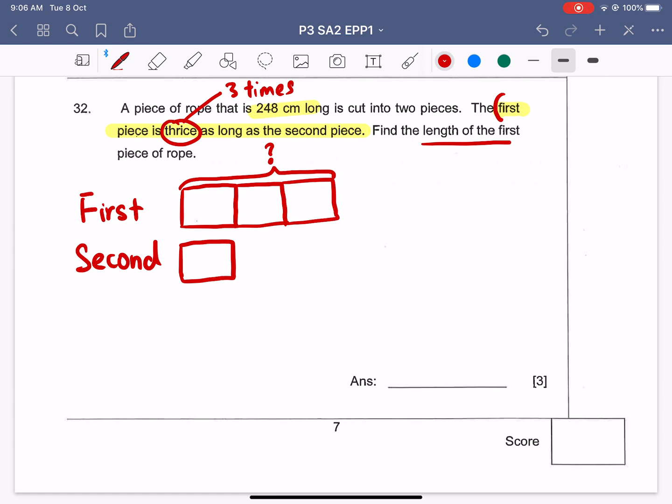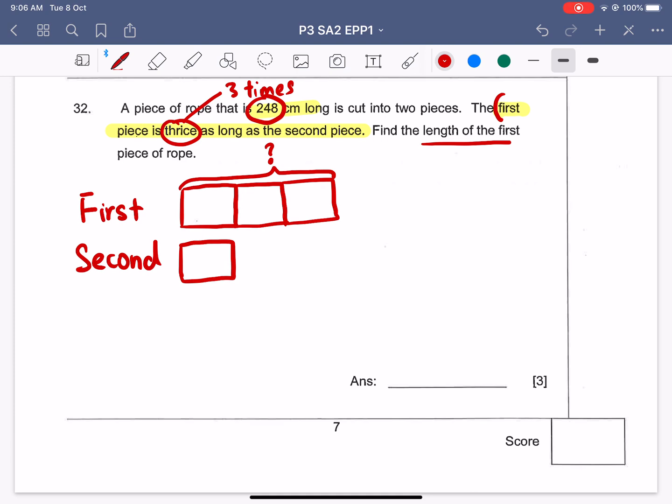Now look at the model. There are some numbers that are still not inside. So what are the numbers that we need to put in? There is this number 248 centimeters. Now 248 centimeters refers to the total first piece and second piece combined.